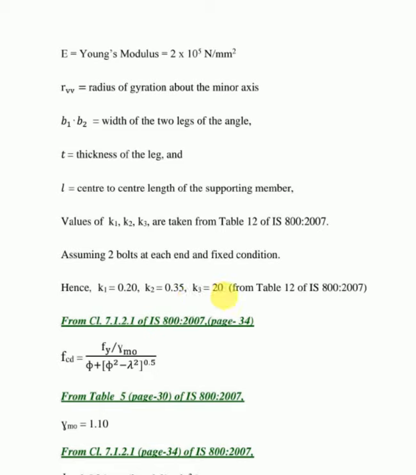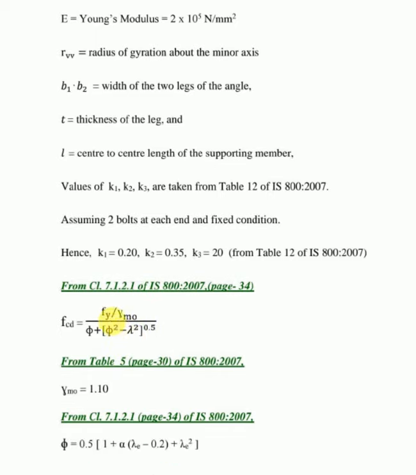After putting all these values, we'll get the slenderness ratio. After that, next we need fcd. So for fcd, just refer clause 7.1.2.1 of the IS code. So there it is given, fcd is equal to (fy by gamma m0) divided by (phi plus (phi square minus lambda e square) whole to the power 0.5). This lambda will be our slenderness ratio, lambda e.